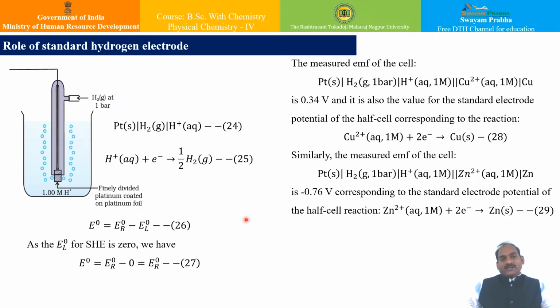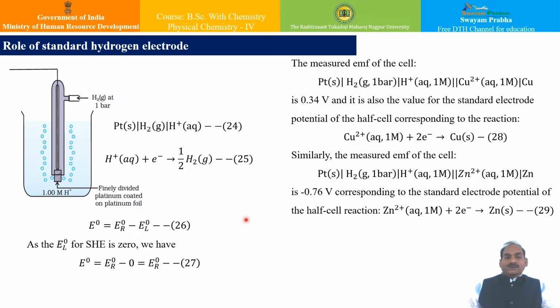In this particular lecture, we will see, to begin with, the role of the standard hydrogen electrode and how it is useful in aligning the chronological sequence of a particular substance in an oxidation potential or reduction potential series. So to begin with, we will start with the standard hydrogen electrode.